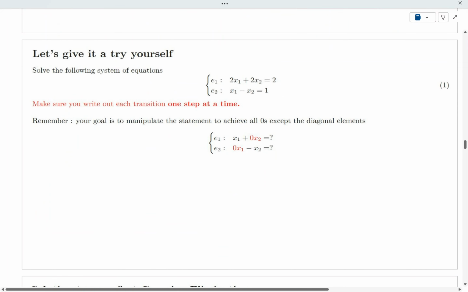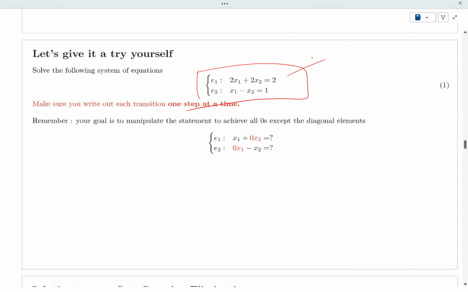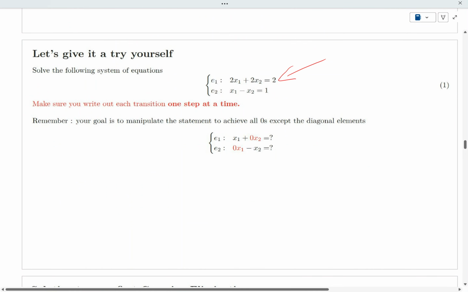So at this point, why don't you try yourself? Okay, let's say you have these two simple basic equations, and what you want to do is see if you can do Gaussian elimination, and see if you can reach a point where the upper triangle is zero and the lower triangle is also zero. At which point you would know the solution of this equation. Okay, so pause the video and see if you can do it.